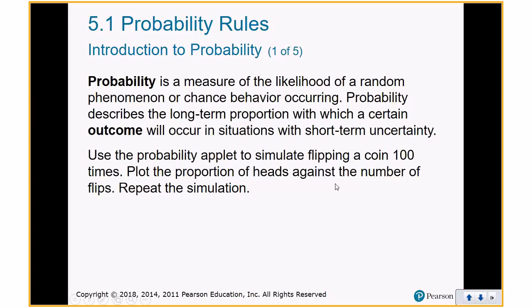Now, everything I just said is right there. Probability is a measure of likelihood of a random phenomenon or chance behavior occurring. Probability describes the long-term proportion with which a certain outcome will occur in situations with short-term uncertainty. Assigning a number to a prediction.